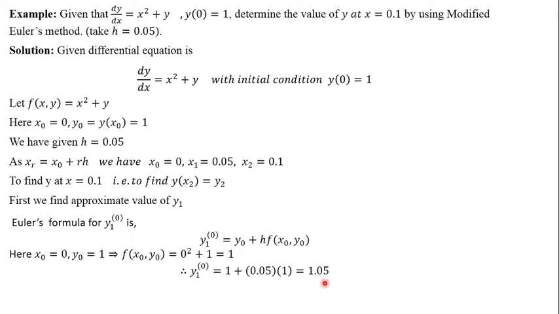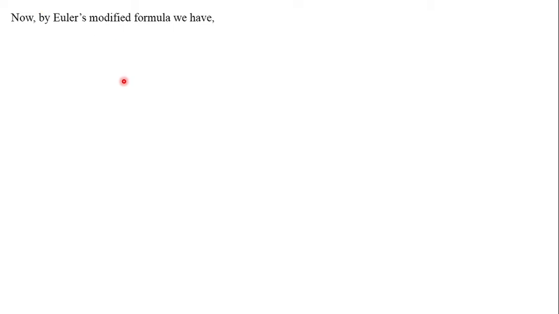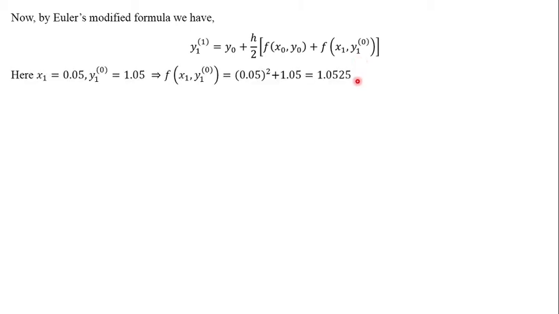Simplify this. You will get the zeroth approximation of y1 is 1.05. Now we have to find the first approximation of y1. The first approximation of y1 is given by Euler's modified formula, and that is y1 first approximation is y naught plus h by 2 in bracket f at x naught y naught plus f at x1, instead of y1, we have the zeroth approximation of y1.